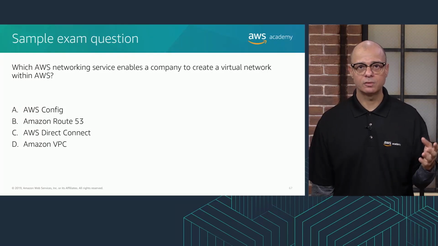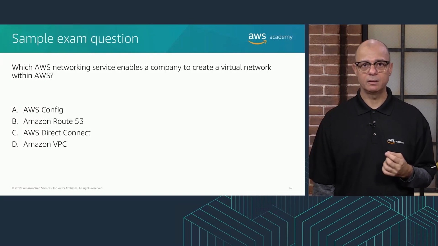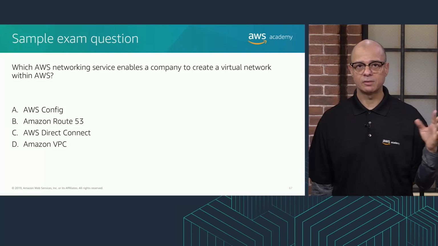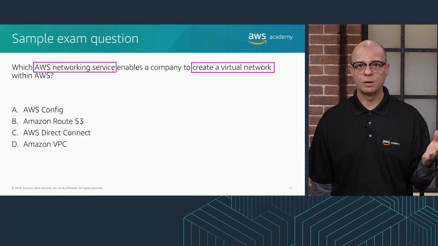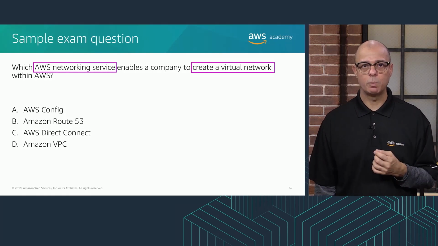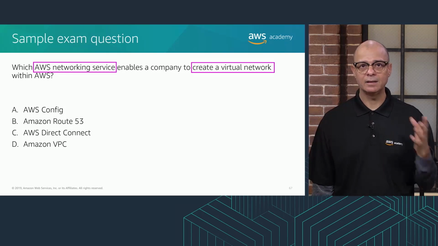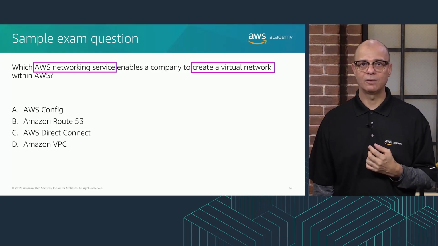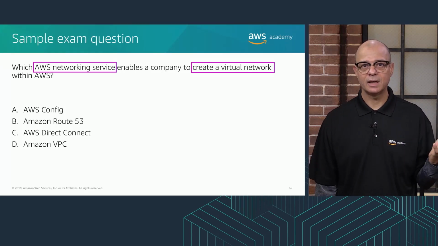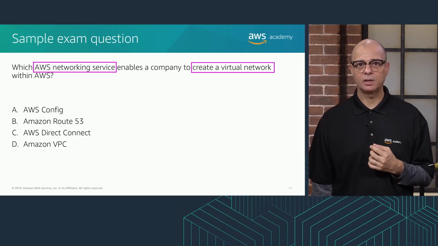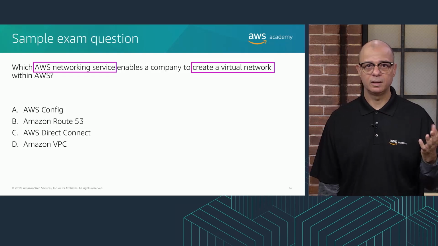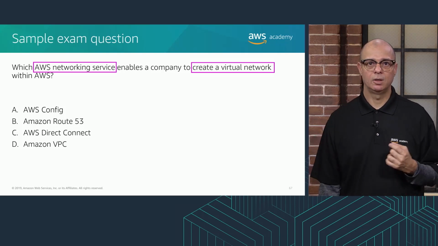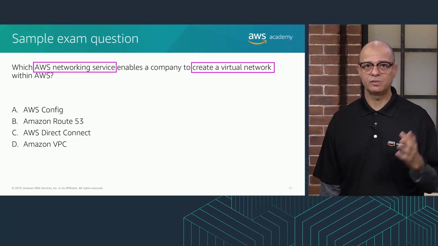Which AWS networking service enables a company to create a virtual network within AWS? The keywords to recognize are AWS networking service, which narrows the scope of AWS service offerings, and create a virtual network, which indicates what the service allows the customer to do. Let's look at the answer choices and rule them out based on the keywords we have highlighted. We can eliminate choice A because AWS Config is not a networking service. We can also eliminate choices B and C.